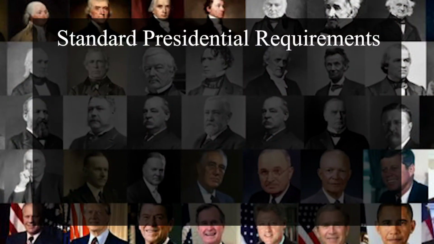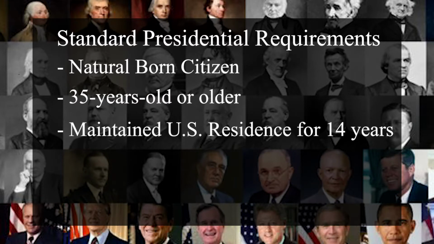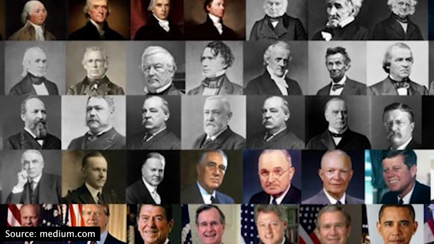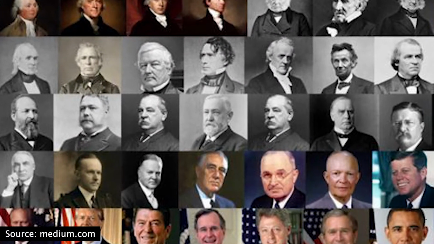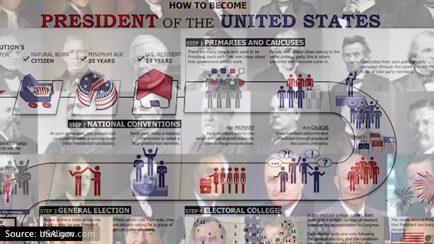Let's start by informing about the standard requirements an individual must have in order to officially run for office. According to the U.S. government, these three basic requirements are that the presidential candidate is a natural-born citizen, at least 35 years old, and has maintained U.S. residency for at least 14 years. In addition, under the American political system, general presidential elections are held every 4 years.